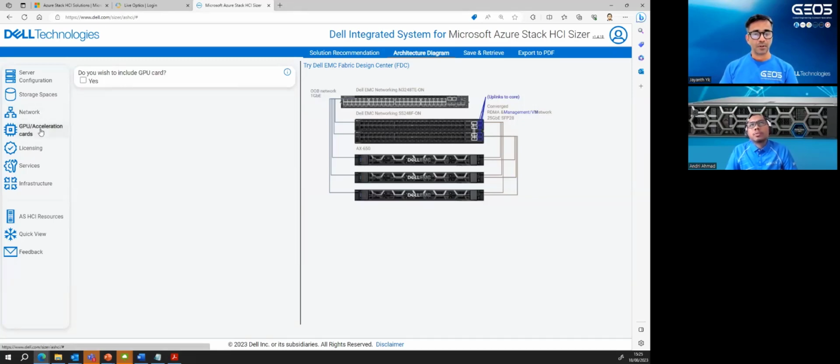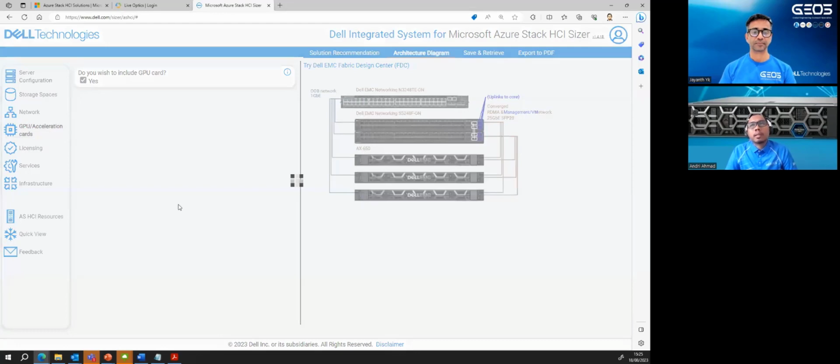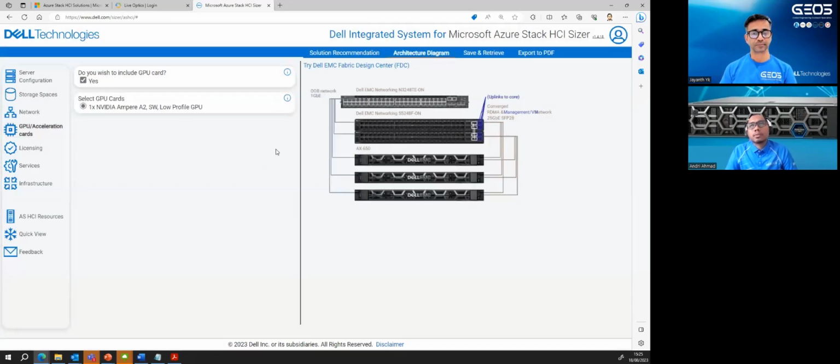And then GPU. So today in Azure Stack HCI OS, since 21H2 and now 22H2, we support GPU. GPU partition is also supported for VDI use cases, for example. If you want to enable the solution and you want us to give you the GPU cards, we can also give you the GPU cards.